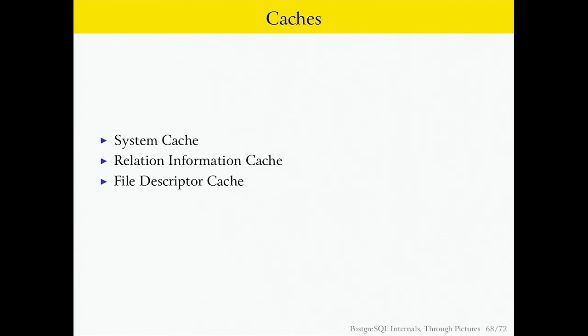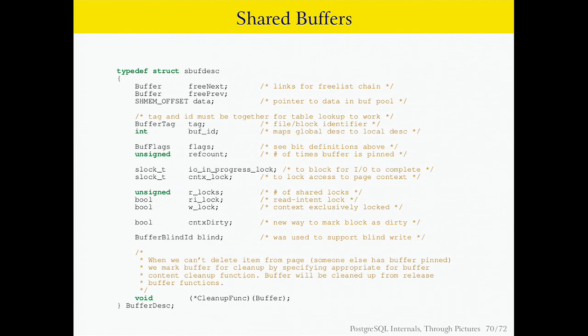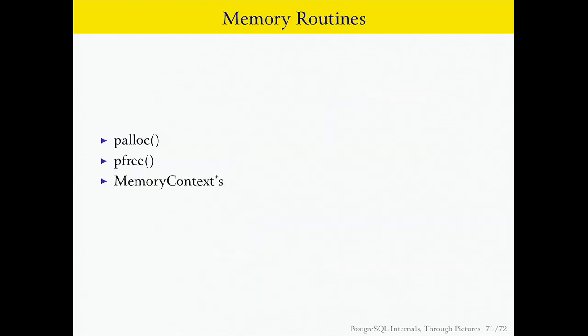We have caches for a whole bunch of things: relation cache, system cache, file descriptor cache. We have a proc structure, lock structure, buffer. These are all things in shared memory. I'm going to show you that in a minute. Shared buffers, again, are something pretty key. This is the structure we use to manage shared buffers, but I'll talk about that more when we talk about shared memory. And we have some memory routines and so forth.